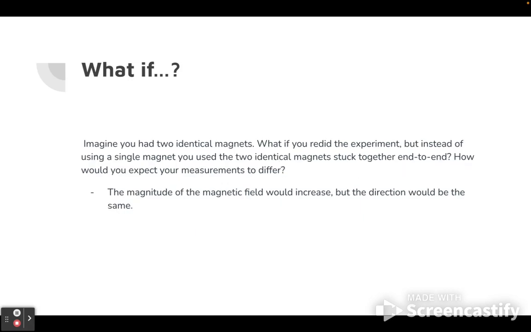And then second, what if, imagine you had 2 identical magnets. What if you redid the experiment that instead of using a single magnet, used 2 identical magnets stuck together end to end? How would you expect your experiments to differ? Basically, the magnitude of the magnetic field would increase, but the direction would stay the same because you basically just have a stronger magnet.